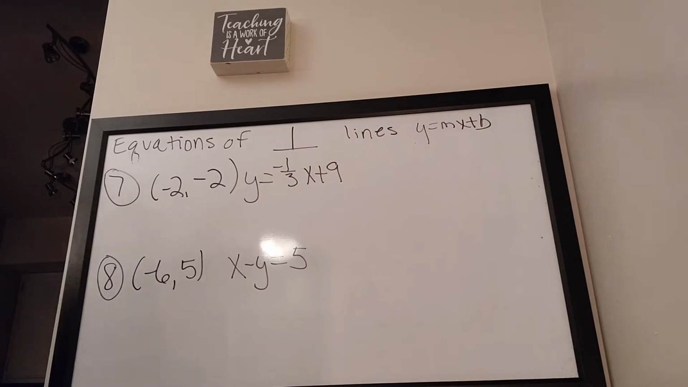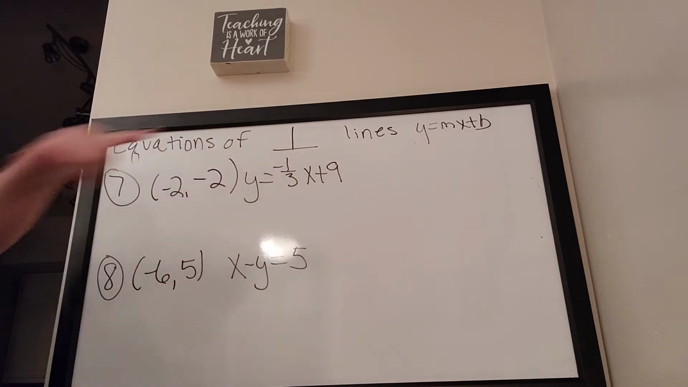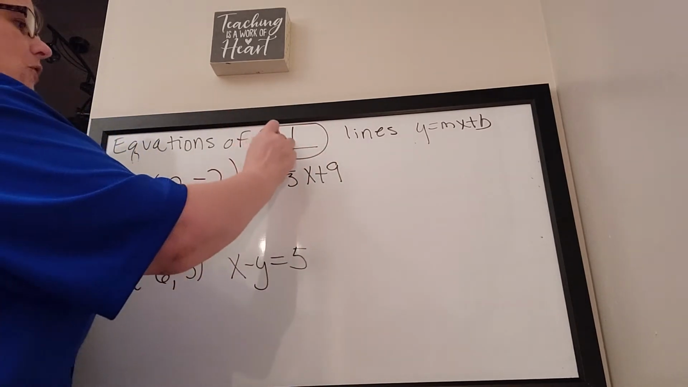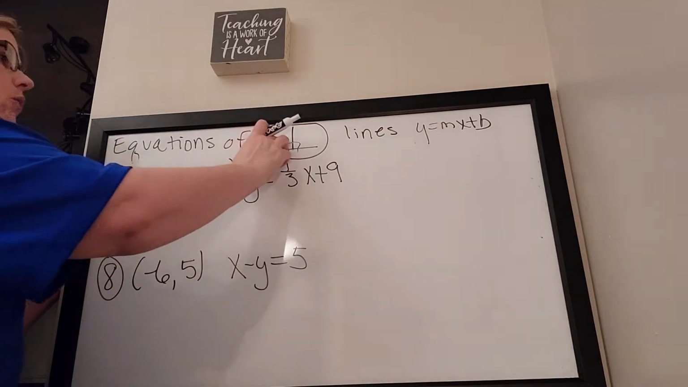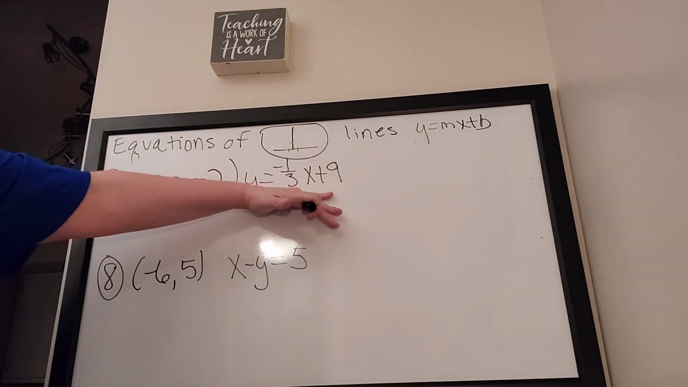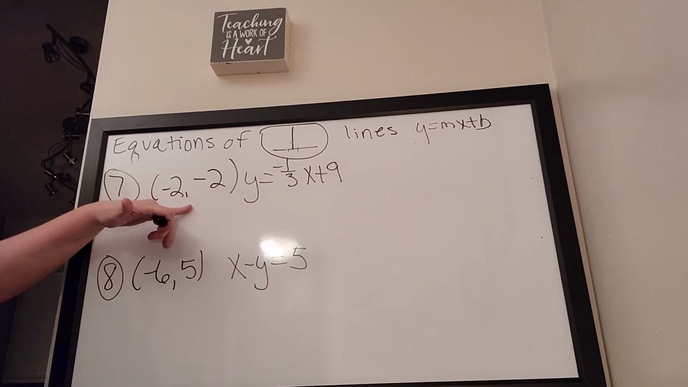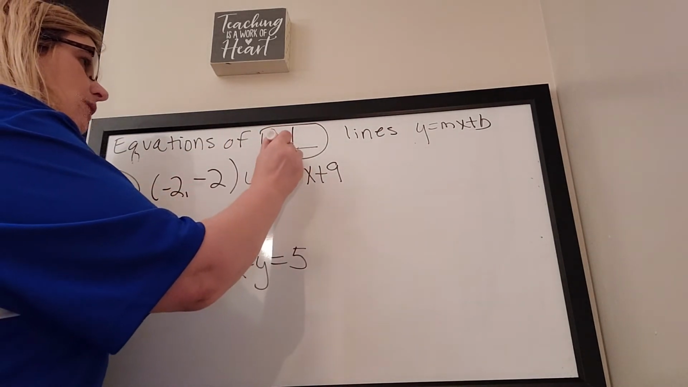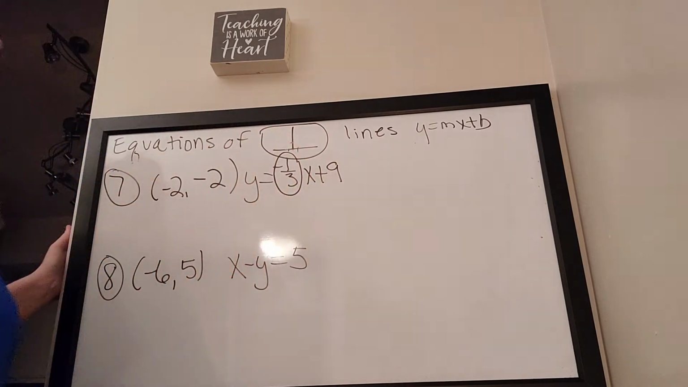Okay, now we're going to talk about perpendicular lines. Remember, this is the symbol for perpendicular, where it forms right angles. So we want to know an equation of a line that's perpendicular to this equation, but goes through this point. Perpendicular lines, this is the slope if it's in slope-intercept, y equals mx plus b. The slope is what is with x.